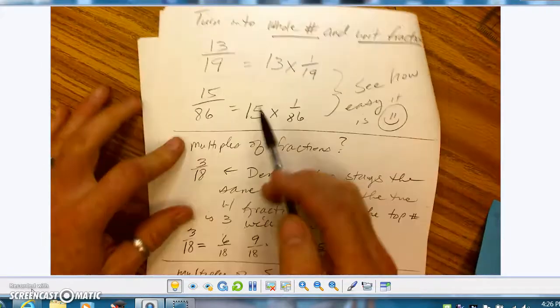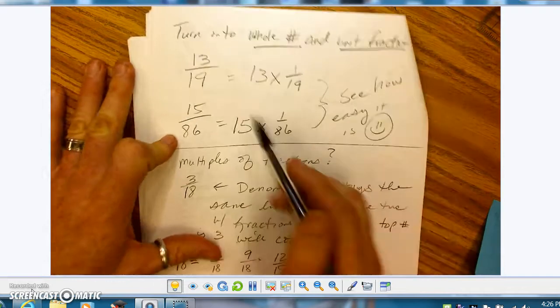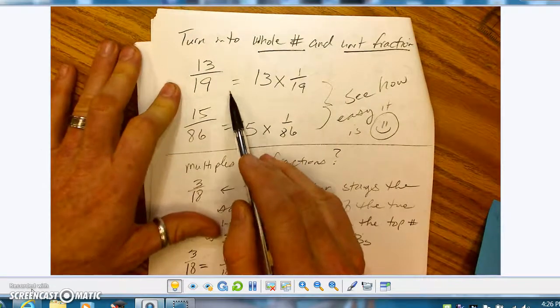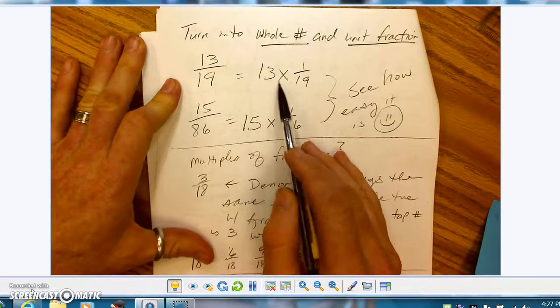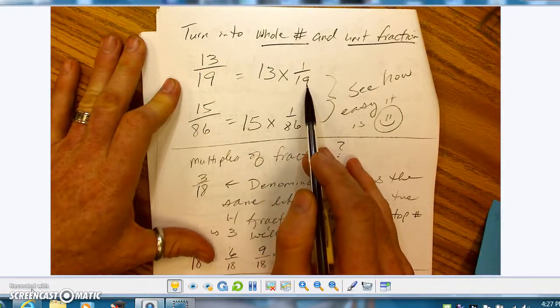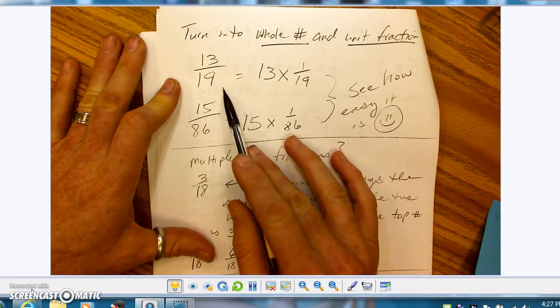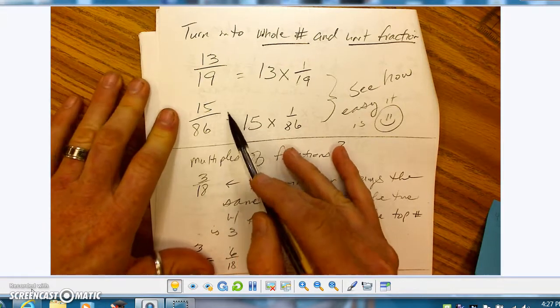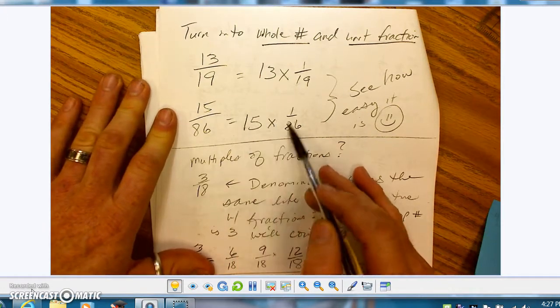Okay, the next one says turn into a whole number and a unit fraction. So we've got 13/19. So 13 times 1/19. See it?